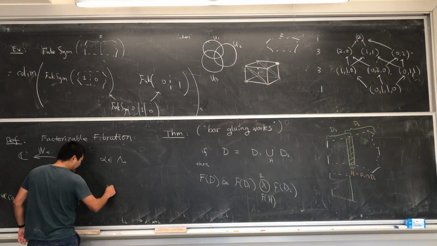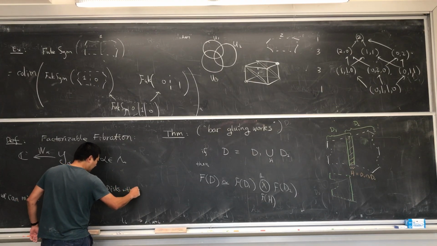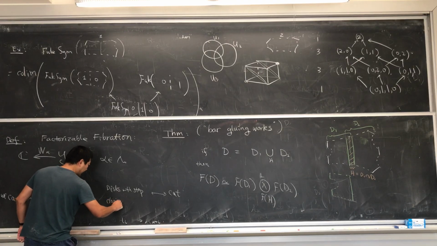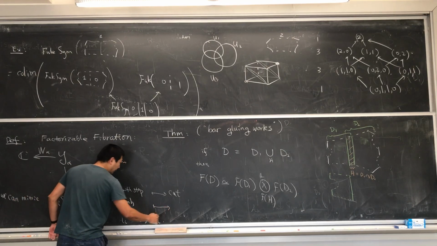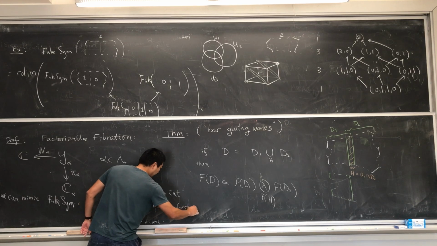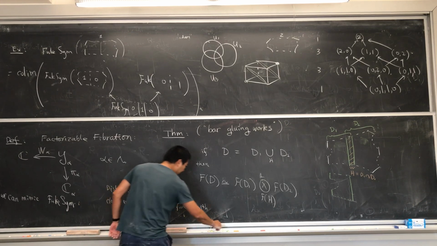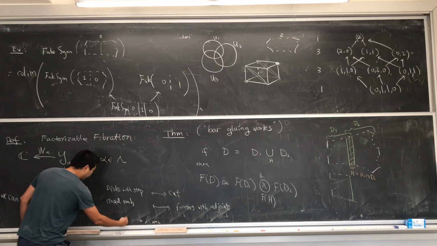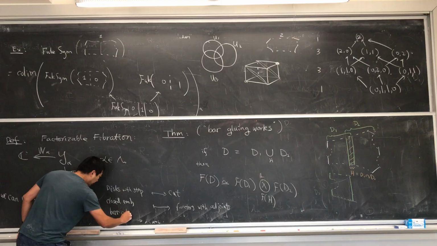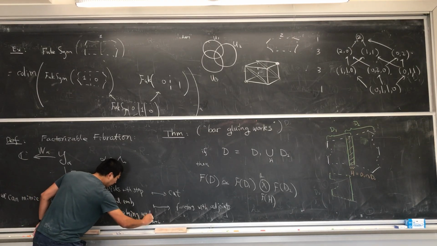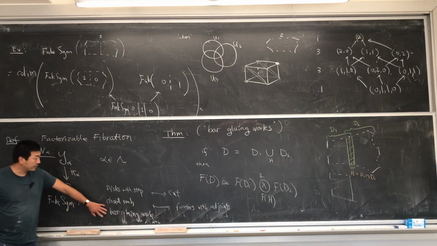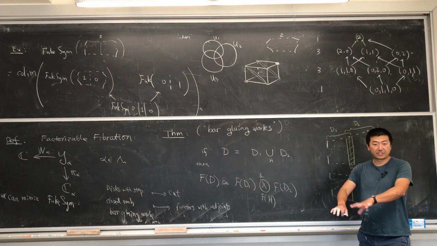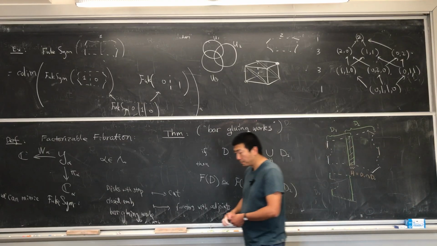It sends disks with stops to categories and sends closed embeddings to functors with adjoints. And also bar gluing works, because in all this argument about bar gluing, we don't require much knowledge of the fiber. All we need is just some nice covering of the base symmetric products.